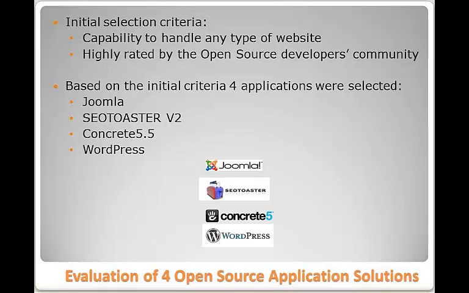So here's how we selected the open source software. We came up with some initial criteria. The most important of it was the capability of the application to handle any type of website, because the development and the design were done pretty much at the same time. So we were not aware of the complexity of the website at the time when we started the development.